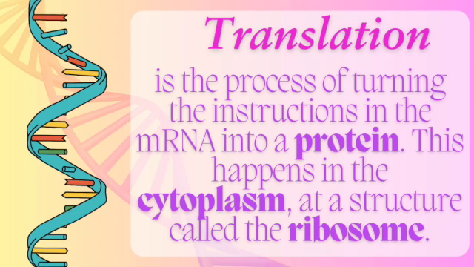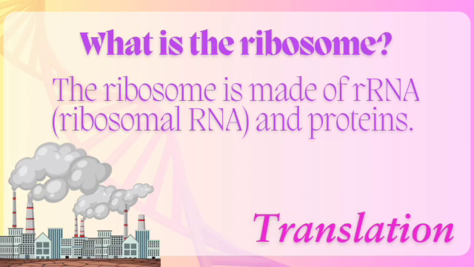So translation is the process of turning the instructions in the mRNA into an actual protein. This happens in the cytoplasm at a structure called the ribosome. So this is where your protein synthesis happens. It creates proteins, if we remember from other units. So what is the ribosome? This is just a little review. The ribosome is made of rRNA, or ribosomal RNA, and proteins. The ribosome is like a factory, and this is where all the proteins are assembled for the cell.